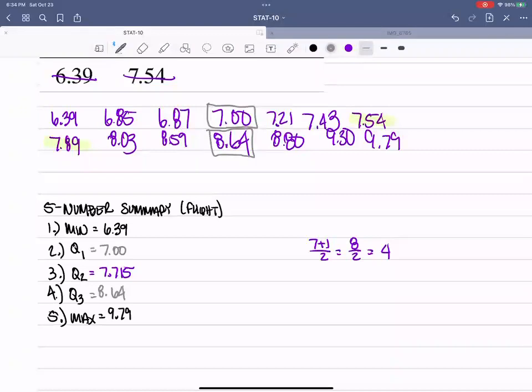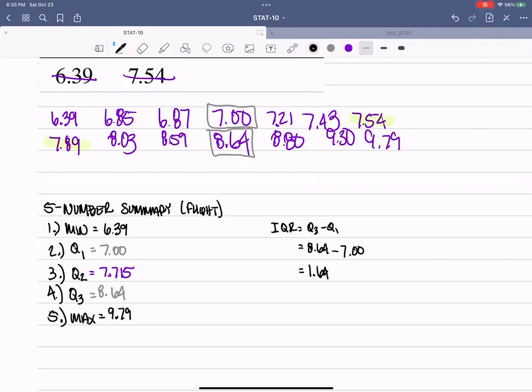And while we're here, let's erase this, and let's find our fences and get a good understanding of what this data set looks like. To get our fences, we have to start with our IQR, which is Q3 minus Q1. Our IQR is going to be 8.64 minus Q1, which is 7.00. This one's pretty simple. We could do this in our heads, but you could use your calculator if you need to. Here we just have to subtract 7 from 8.64. So that leaves us with 1.64.